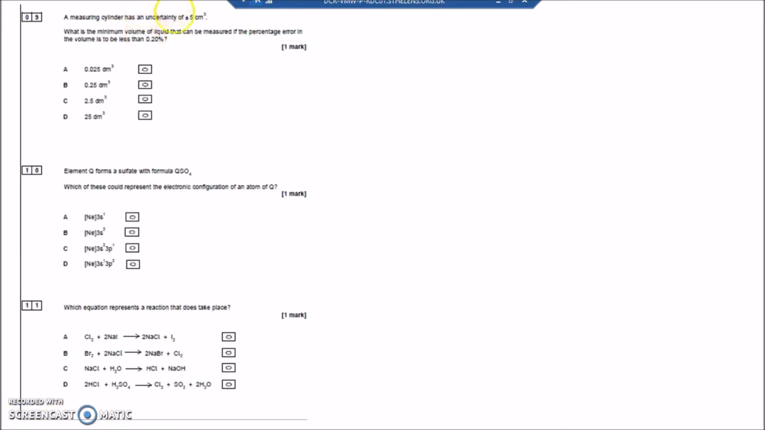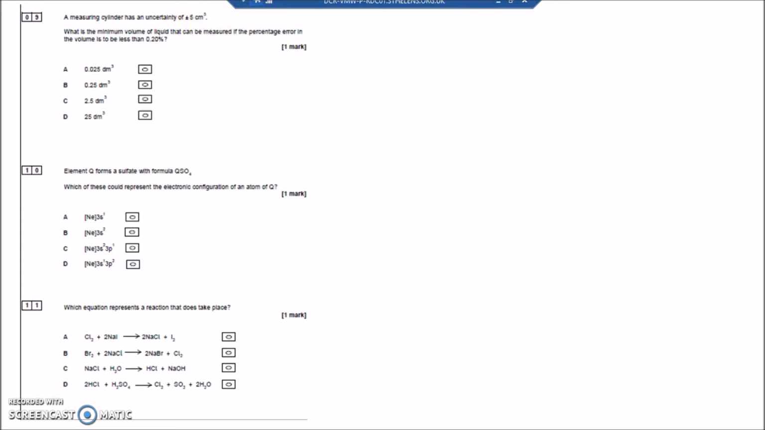Question 9. A measuring cylinder has an uncertainty of plus or minus 5 cm³. That means how far the reading could be out. Now, how many measurements do you take in a measuring cylinder? 1. So you multiply this by 1. So 1 reading, it could be out by 5 cm³.